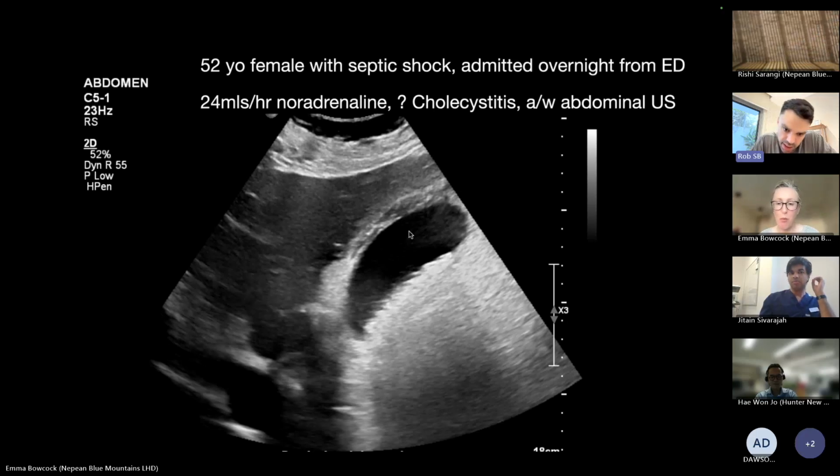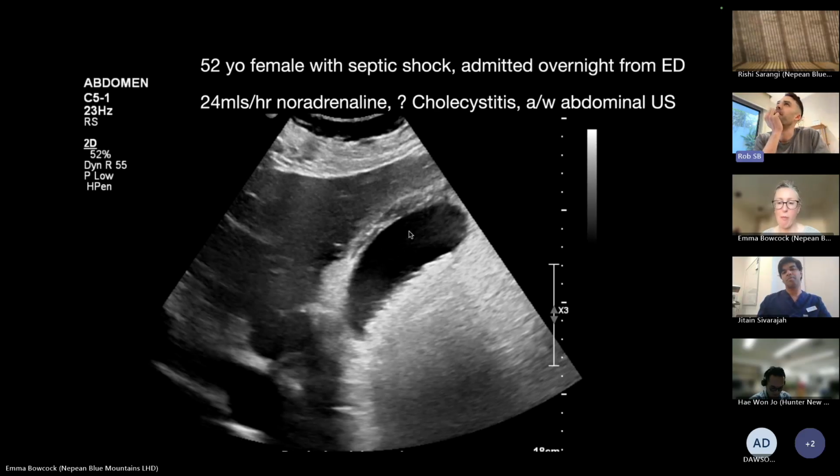And then there are some dependent query gallstones, which are evidenced by the hyperechoic nature of them with the acoustic shadowing deep to them. So I'd be concerned with calculous cholecystitis in this picture. What's the upper normal limit for gallbladder wall thickness?